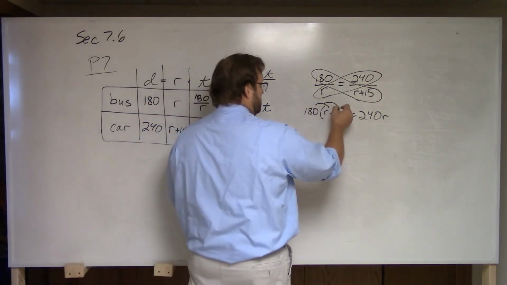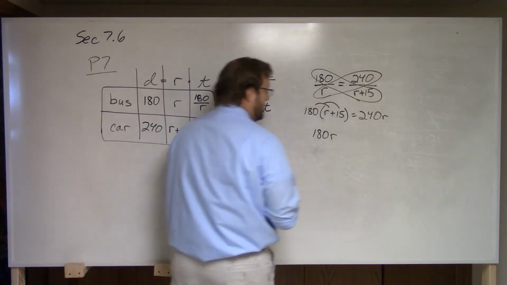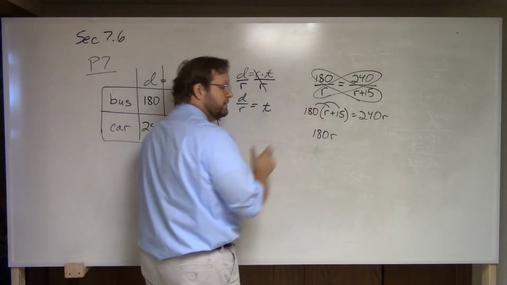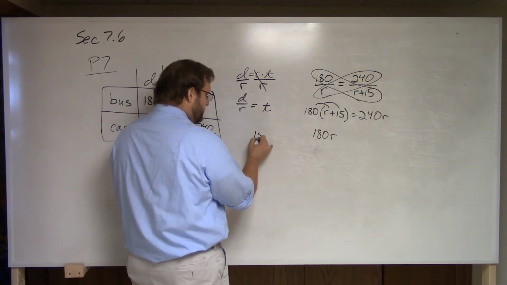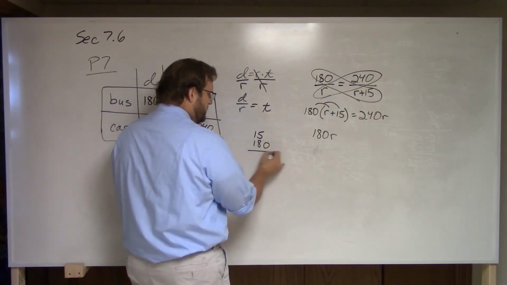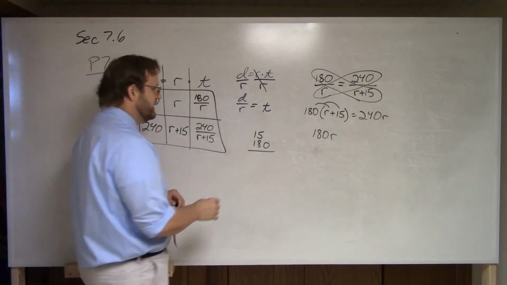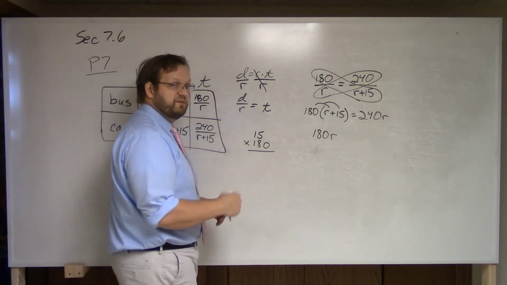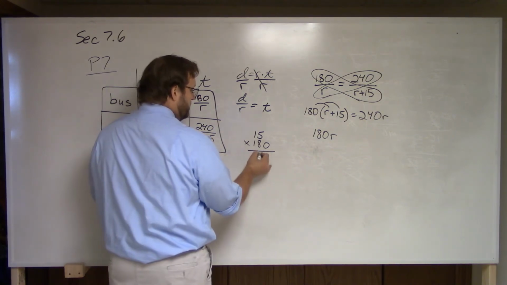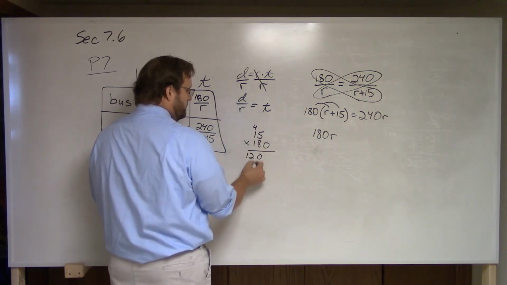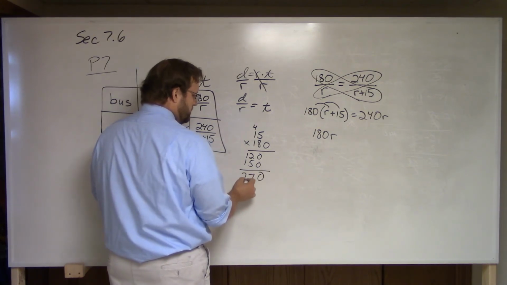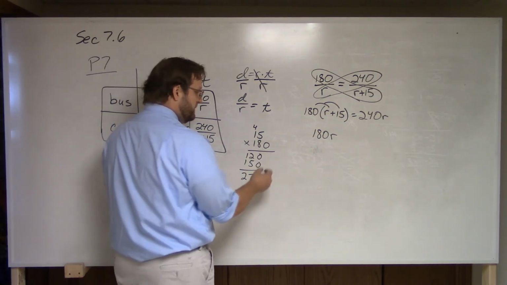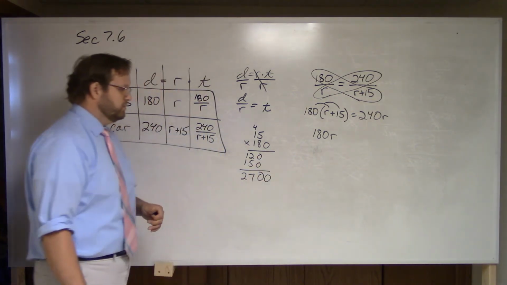So I distribute. I have 180 times r, and then I have 180 times 15. Watch how I'm going to do this. I'm going to take 15 times 180. Do you see how I push that 0 off to the side? I can just multiply 15 times 18. So that gives me a 40, that's a 12, start with a 0, and then I have 5 and 1. So that gives me this, and this extra 0 that was trailing off at the end, I just carry down. So I have 2,700.